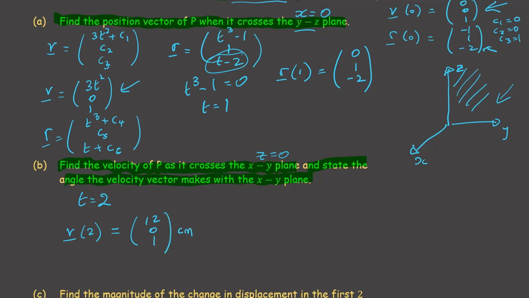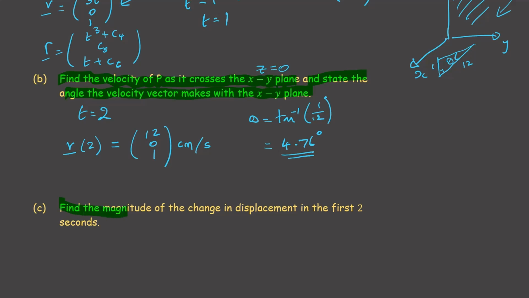And that would be in centimeters per second. I should have said centimeters for this one. And then if we want the angle with the xy plane, it's in the xy plane, and it's going 12 that way and 1 that way. And so the angle that it makes is this angle here, call it theta, and theta is going to be the inverse tangent of 1 divided by 12, which is about 4.76 degrees.